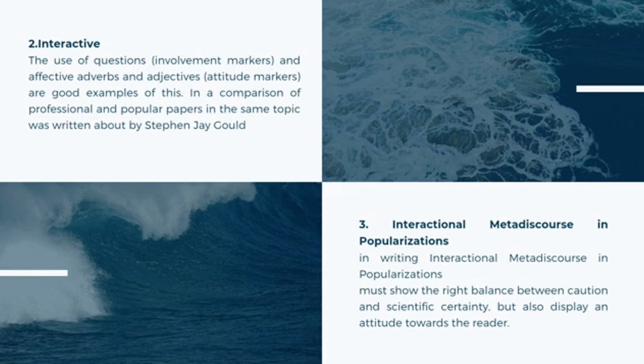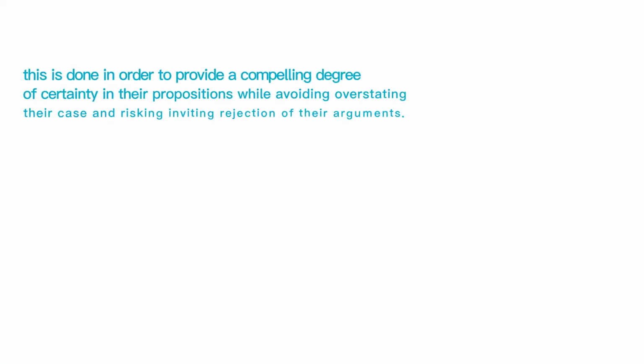And the last thing is interactional metadiscourse in popularization. In writing, interactional metadiscourse in popularization may show the right balance between caution and scientific certainty, but also display an attitude towards the reader. This is done in order to provide a compelling degree of certainty in their propositions while avoiding overstating their case and risking rejection of their arguments.